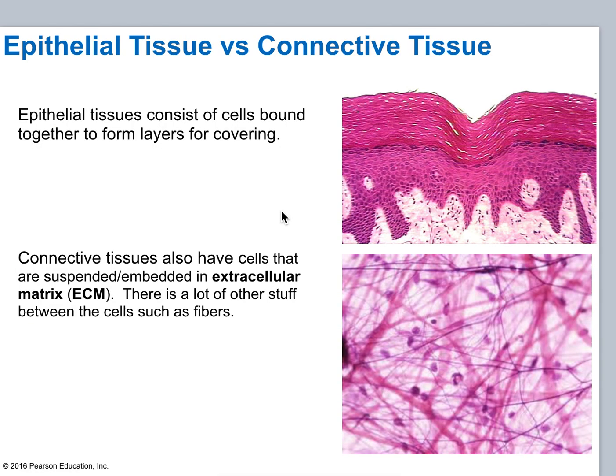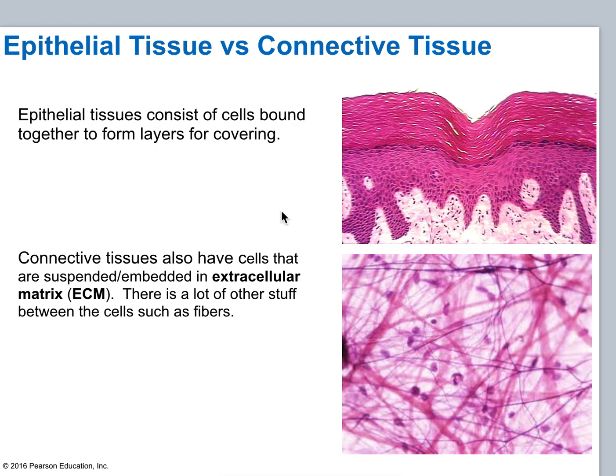Now, in the last lecture we talked about epithelial tissue, and the main function of epithelial tissue was to cover tissues or organs or surfaces. And to do that, epithelial tissues need to bind together. They need to form layers of cells. They're not individual cells. The cells are linked, connected and bonded to neighboring cells to form a layer or covering.